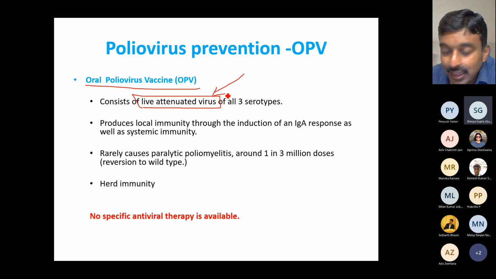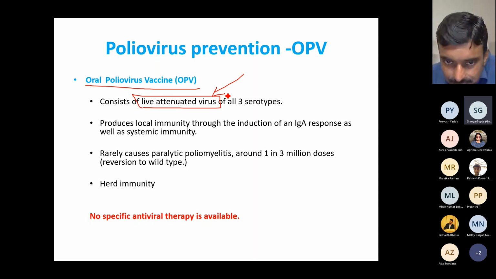A lot of funding came, and that initiated this vaccination program also. How did they inactivate the vaccine? This virus causes disease when it's able to replicate in the neurons. All of us know that.